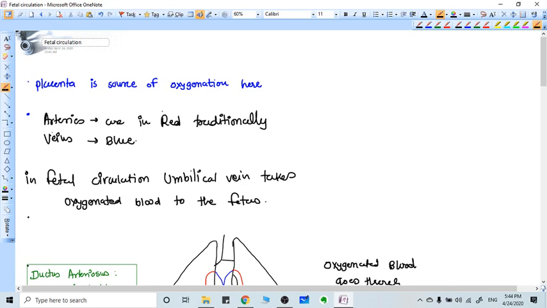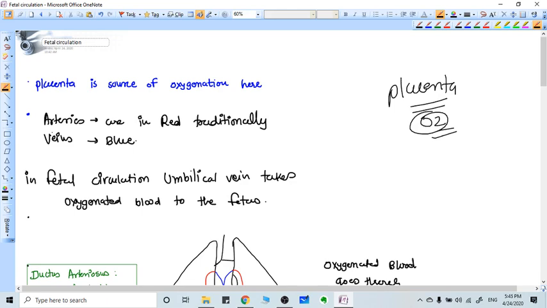In fetal life, you get oxygen and nutrients, and you need to give your waste products to the placenta. The placenta is your all-in-one mom and dad. Everything you get comes from the placenta, and everything you don't want, you give to the placenta. So the placenta is the source of oxygen here. You need to remember this first of all.